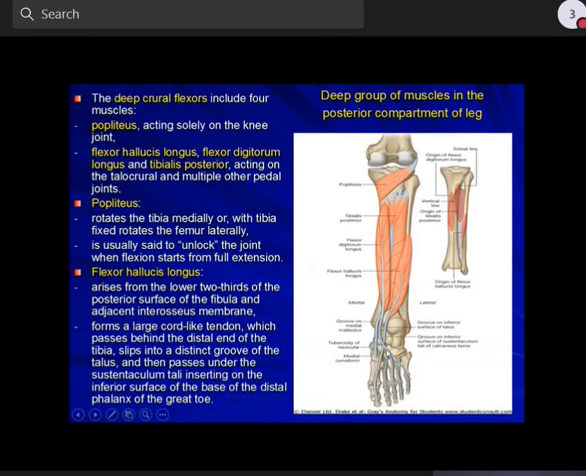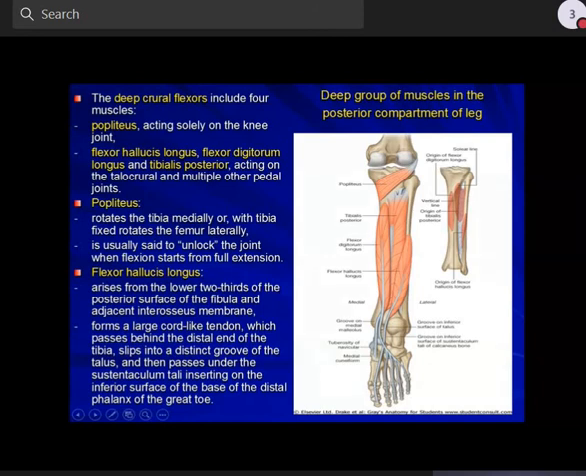The flexor digitorum longus, after crossing tendon of flexor hallucis longus, it separates into 4 tendons that end on distal phalanges, like in the hand, and the flexor hallucis longus ends on the distal phalanx.